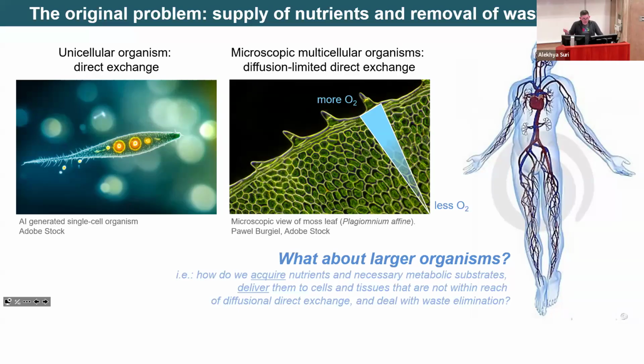And by the same token, those cells are producing metabolic waste. How do we get rid of them, right? So the questions that we need to pose are these: how do we acquire the nutrients and the necessary metabolic substrates? How do we deliver them to those cells that are far, far, far away from their ability to capture them from the environment, right? And how do we deal with waste elimination, right?